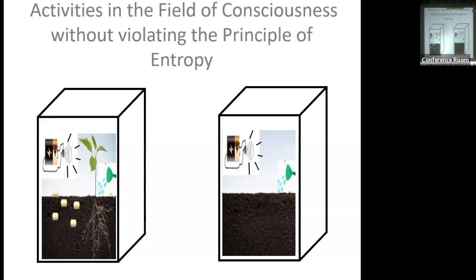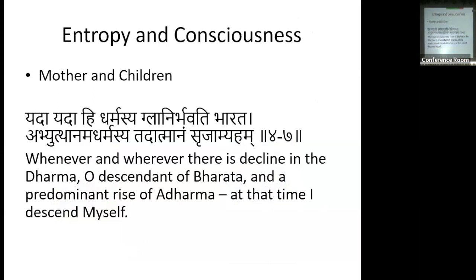Now let us take another example. If you see children, they will create a lot of disorderliness. When the mother comes, she puts everything in order. So how? Because the mother has higher consciousness. So she puts everything in order.